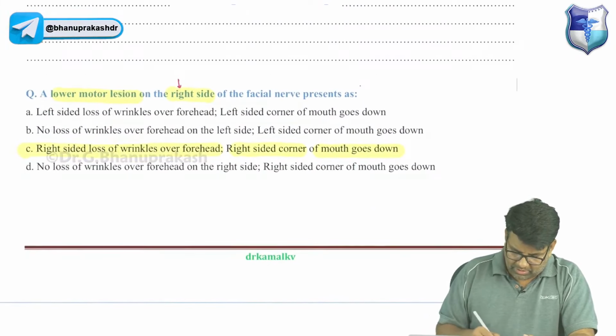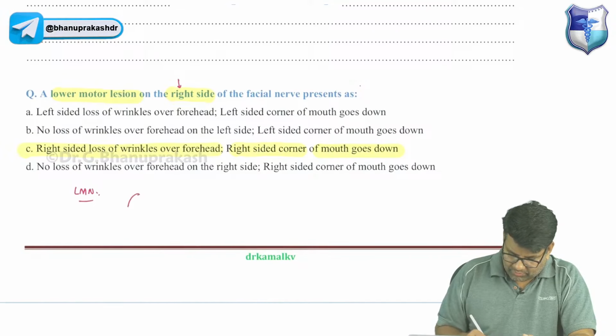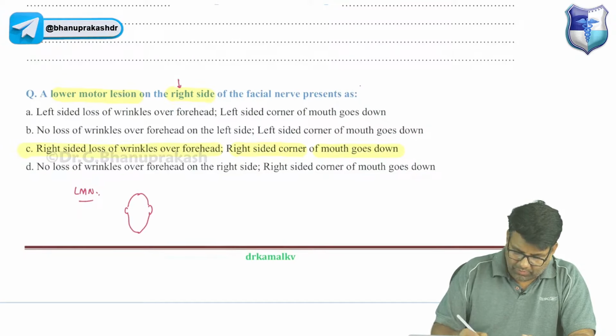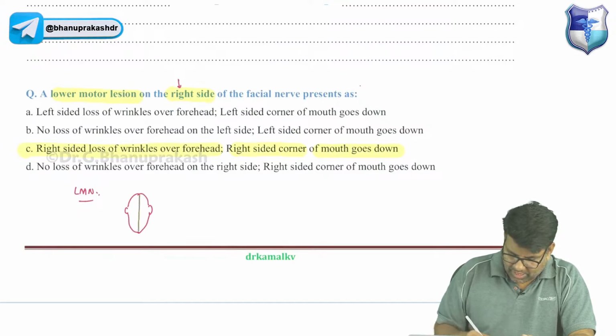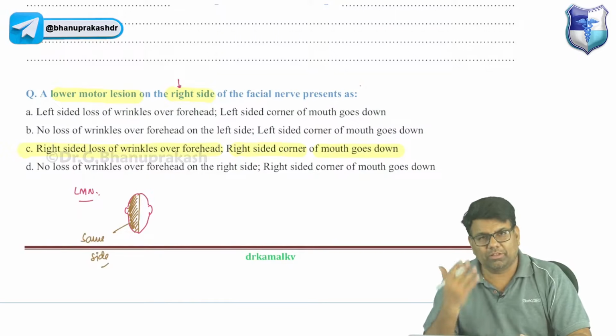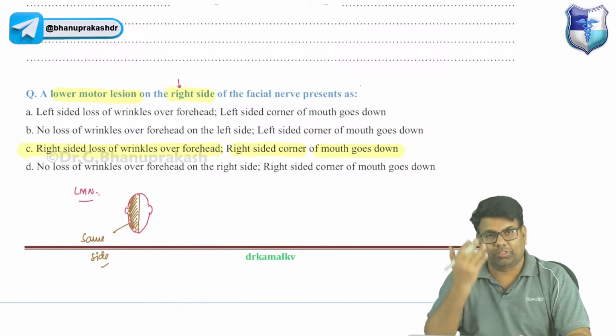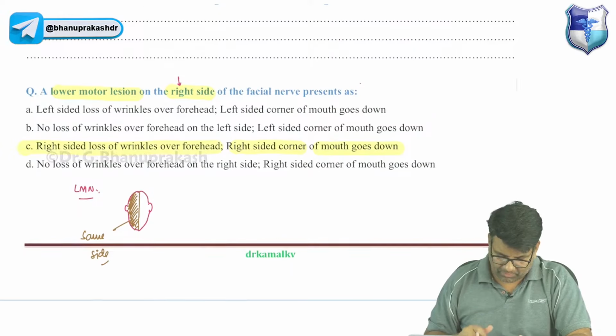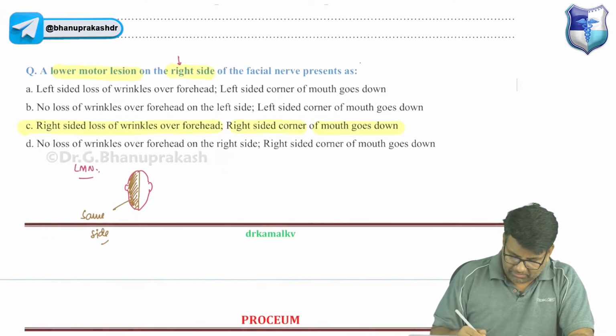So what happens? This is lower motor neuron type of paralysis. And suppose if this is the face, there will be affection or paralysis of the same side. The same side will be paralyzed. So if we are discussing the right side, it means right paralysis of half of the face. Okay. This is one thing.